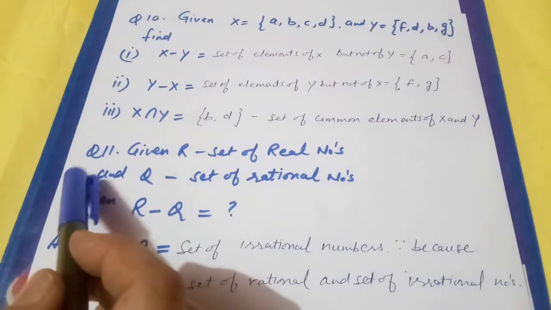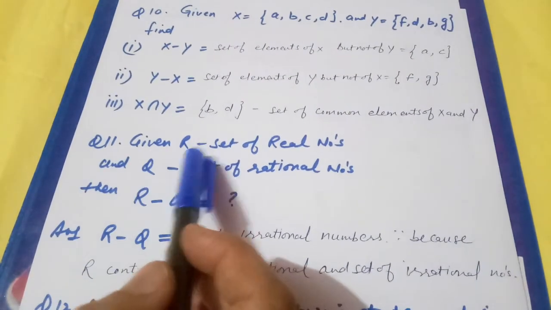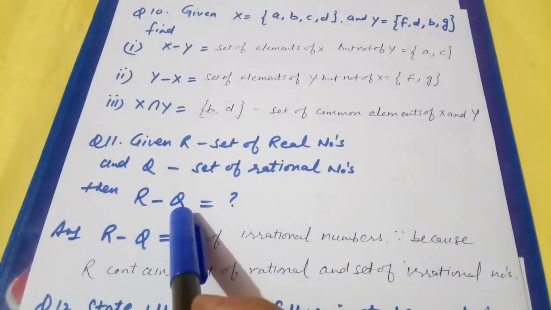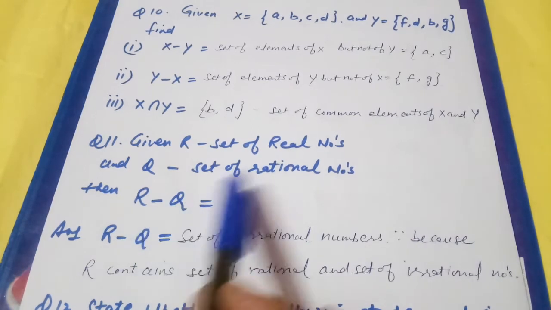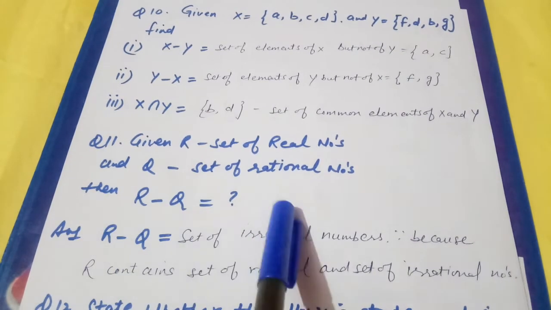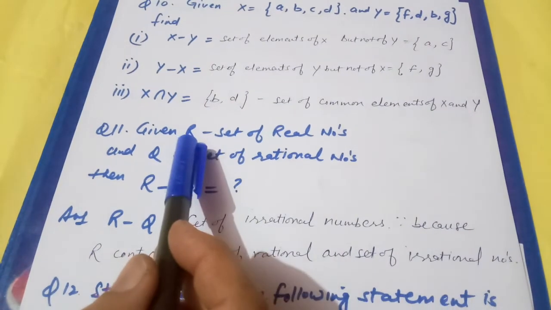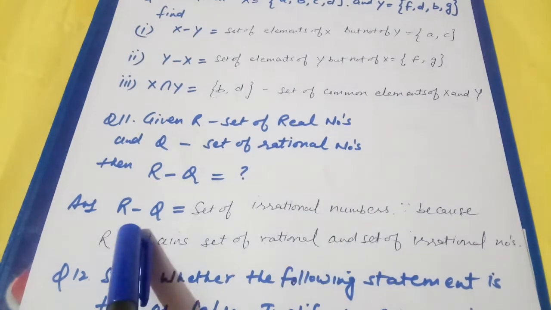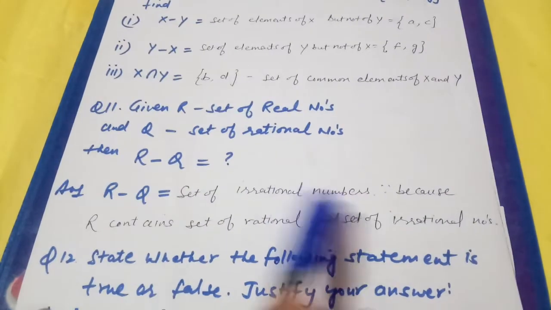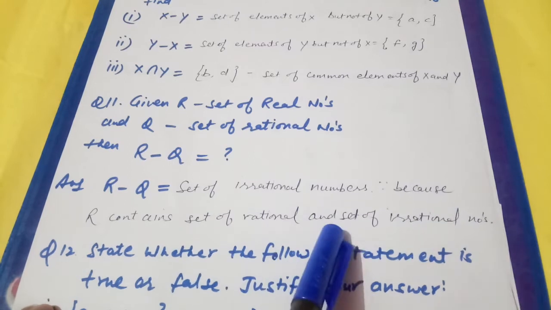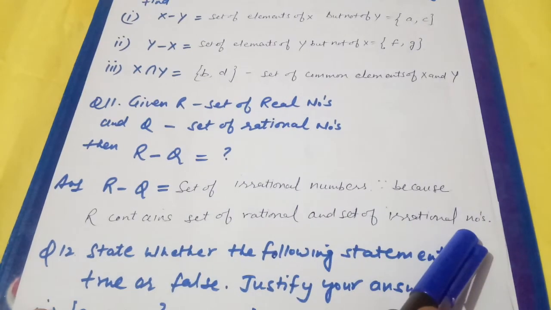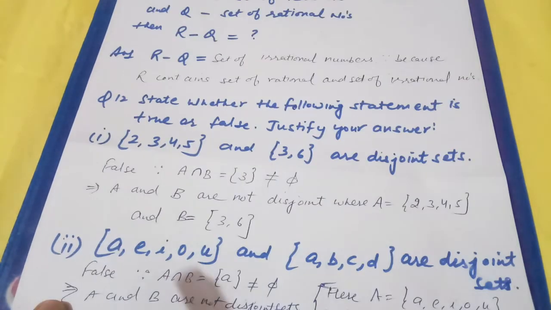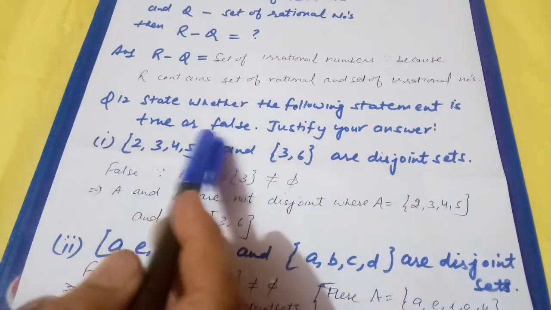Clear? Now question number 11 is, given R is the set of real numbers and Q is the set of rational numbers. Then what is R minus Q? So if we subtract rational numbers from real numbers, we get irrational numbers because R contains the set of rational numbers as well as irrational numbers. So R minus Q is the set of irrational numbers because R contains the set of rational as well as the set of irrational numbers.